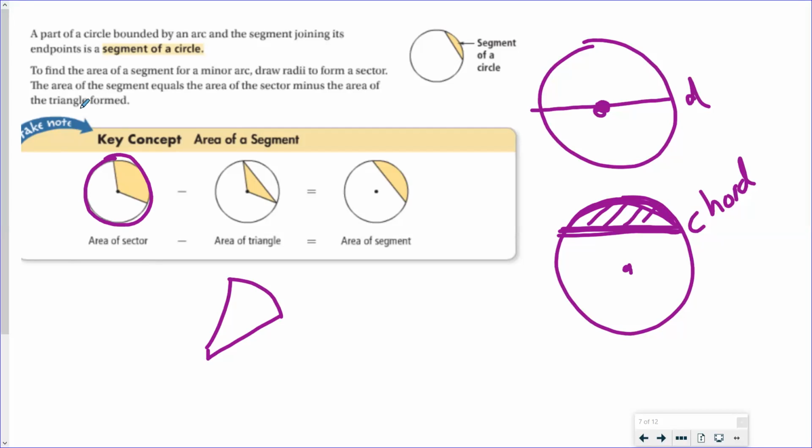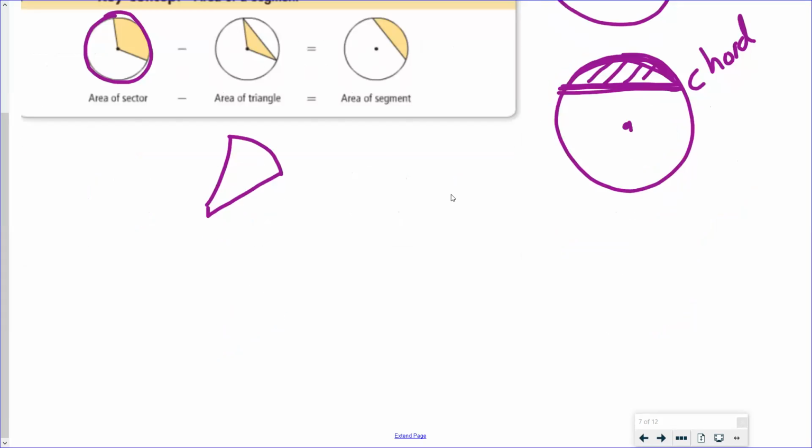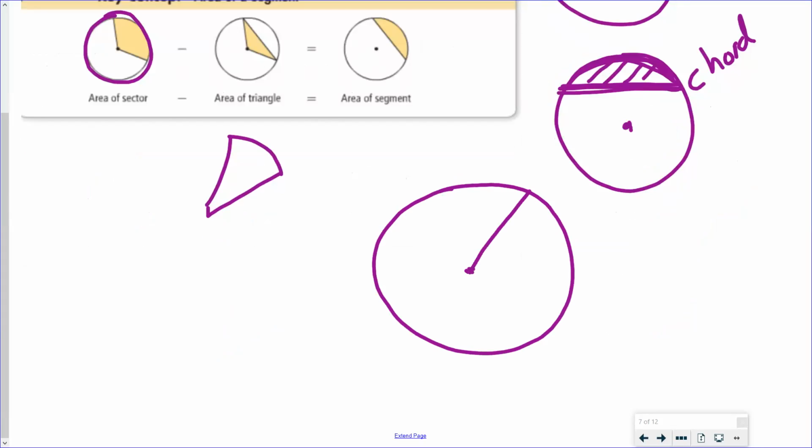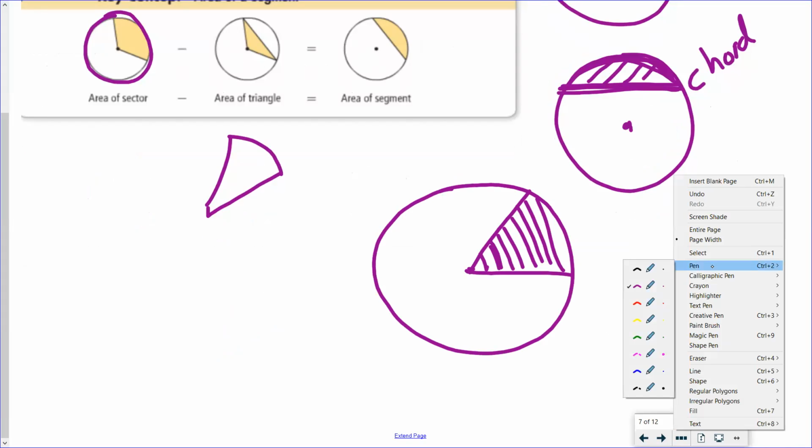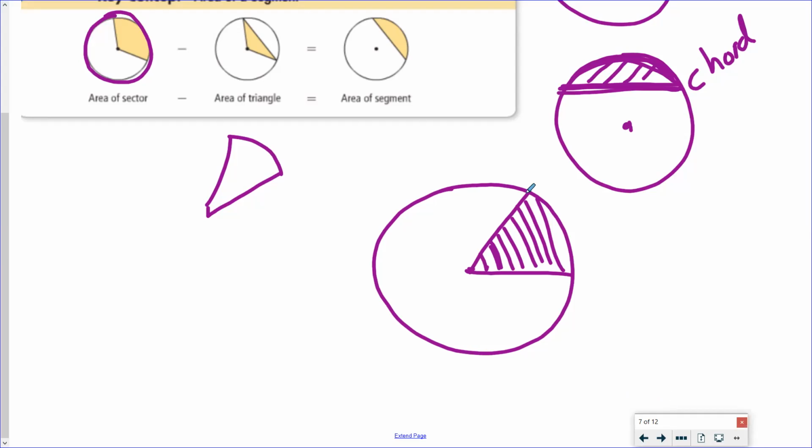Here you have the circle. We said that each circle has a center, and these will be the two radii of a circle. Now this shaded part between an arc and the two radii, we call a sector. And the shaded part between an arc and a chord in a circle, we call what? We call it a segment.